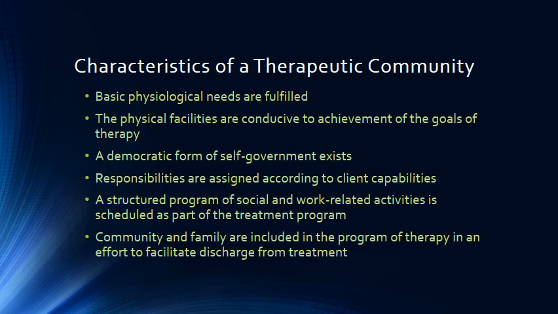The characteristics of a therapeutic community include one where basic physiological needs can be fulfilled, physical facilities are conducive to the achievement of goals in therapy, a democratic form of self-government exists, and we basically have community meetings. And during those community meetings, we discuss unit concerns that are common problems to everybody. These really are not therapy sessions. We're not focusing on treatment or personal problems, but more group or community issues.